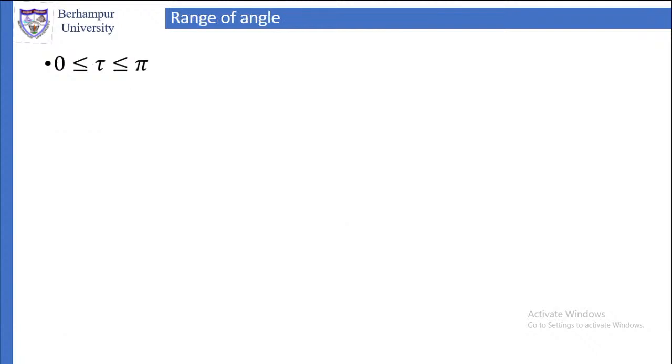For tau we have seen the range is from 0 to pi. We can go beyond pi, but that is again repeating the ellipse. So there is no point in going beyond pi. So tau is between 0 to pi, 0 less than equal to tau less than equal to pi. Because if we go beyond pi, the shapes are repeating, so there is no point in going beyond pi. This we have already discussed.